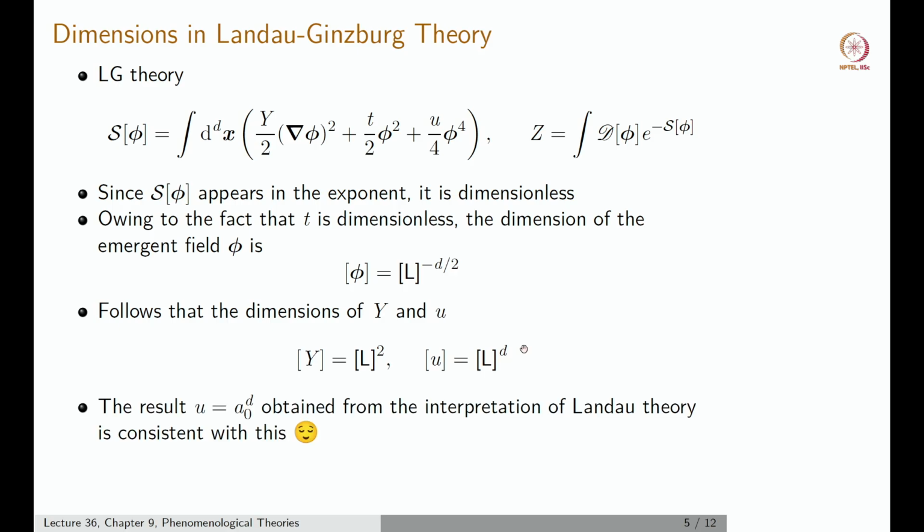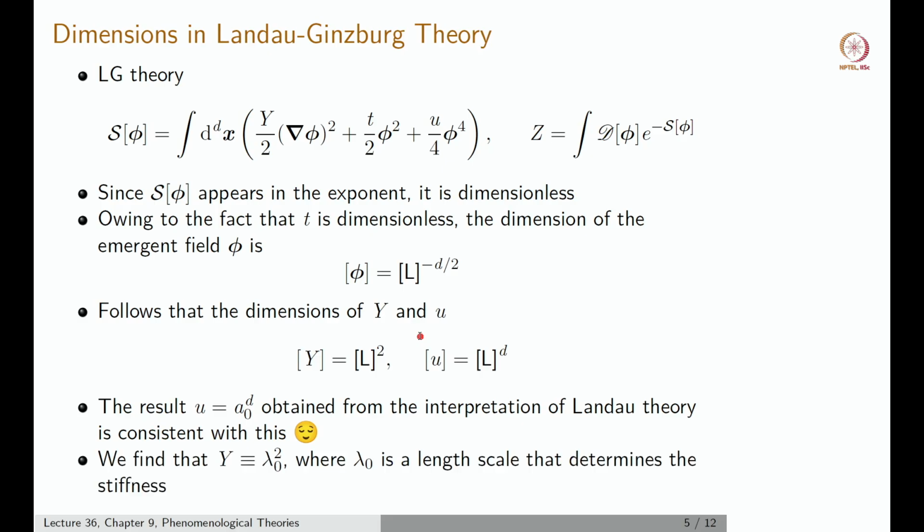Okay. So now we already know that this is the result we obtained from Landau theory, and it has L to the D dimension. So I have this y which now depends on L squared. So I have to introduce another length scale in the problem, and this is what I am going to do. I am going to say y is some length scale lambda naught squared, and lambda naught is some length scale coming from microscopic considerations. It is not determined by symmetry, it is something that the theory has to give us.